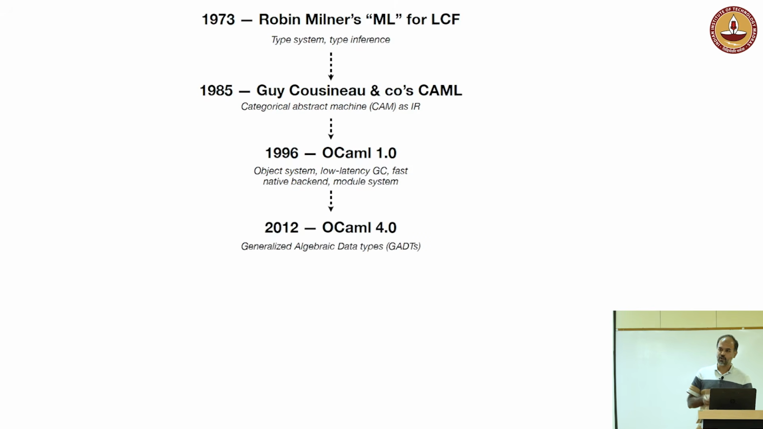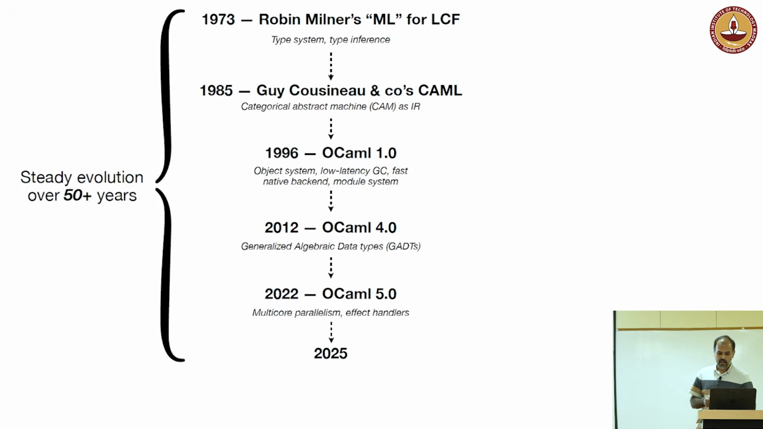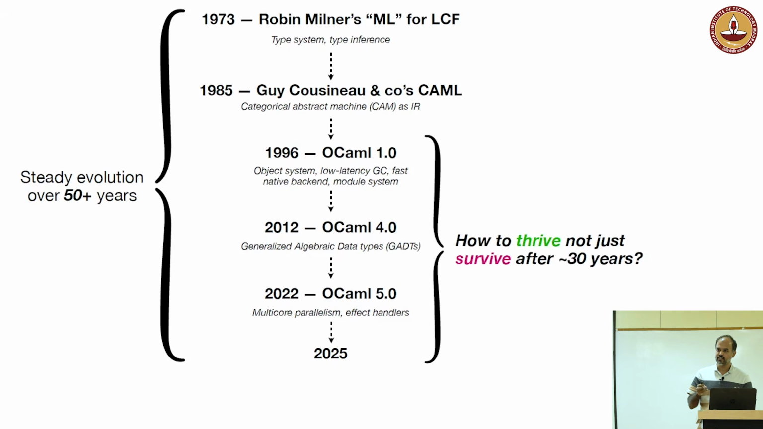And then it's been still evolving, right? So we got OCaml 4.0 in 2012. In 2022, we got OCaml 5.0 with multicore parallelism and effect handlers. And if you see, this should be 2026 again, there's 50 plus years of evolution of ideas, right? And in fact, we have 30 plus years of code, right?